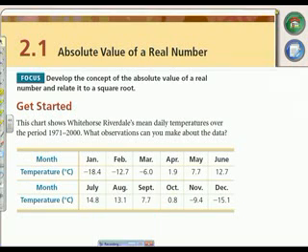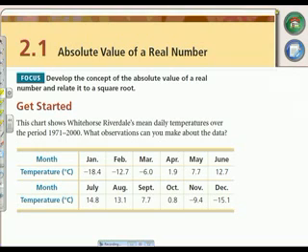Okay, 2.1. That's on page 84. We're looking at the absolute value of a real number. Looking at this chart that we have for temperatures, what observations can you make?